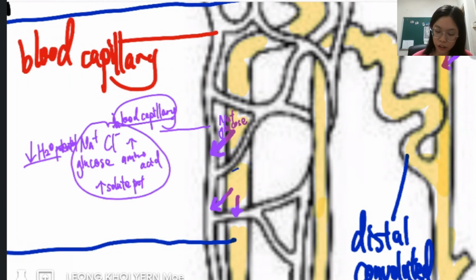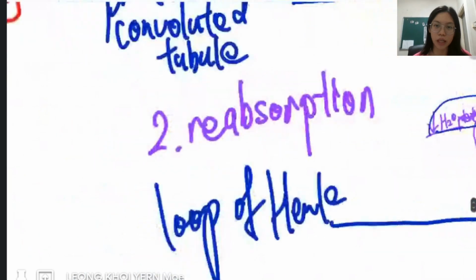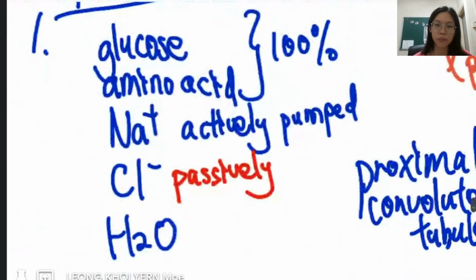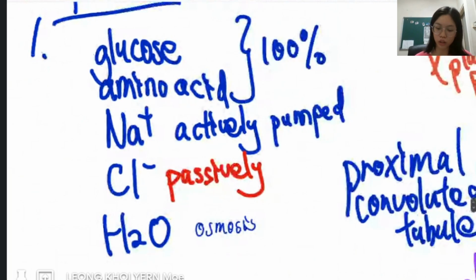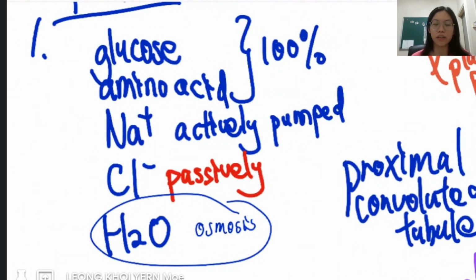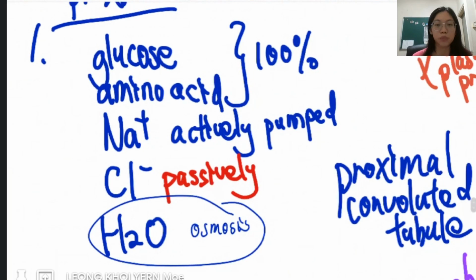So the water will actually also be reabsorbed into your blood capillary network, because right now it has a high water potential, so it will diffuse via osmosis into your blood capillary, which has a lower water potential. That's why there are five things being reabsorbed: glucose, amino acid, sodium, chloride, and water. The water explanation is because of the difference in water potential between your blood capillary and the proximal convoluted tubule.